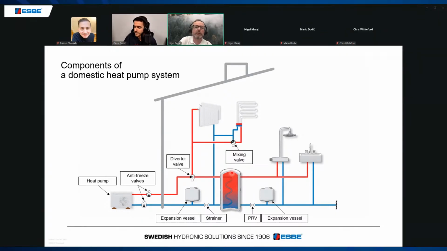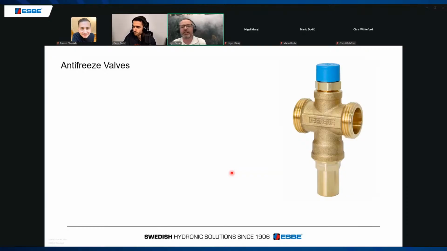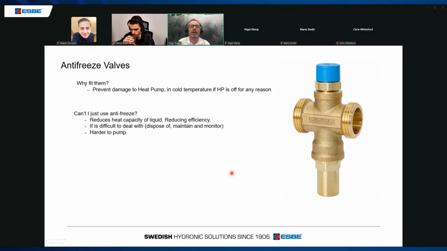Absolutely. Thanks. So that brings us nicely onto the antifreeze valve. We're very proud that we launched our antifreeze valve in September this year. And I'll just talk a bit about antifreeze valves in general. So why do we fit them? We've already talked a little bit about it: it prevents damage. If the heat pump's turned off for any reason, whether that's a power cut, or turned off for maintenance and not turned back on again, and overnight it's low temperatures, the antifreeze valve prevents damage to the heat pump and the system and the pipework.